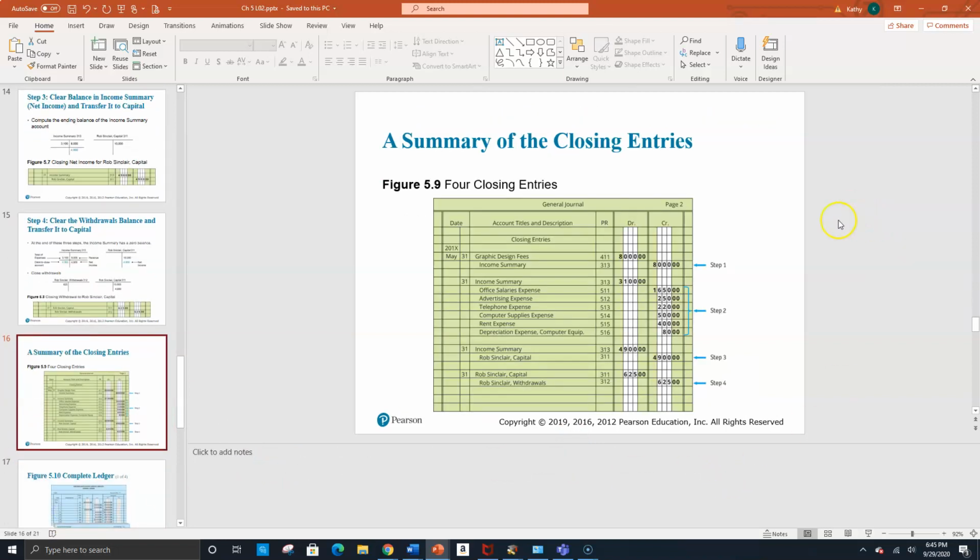So here is a summary of your entry. First step is to close revenue to income summary. Then close all the expenses to income summary. Then close income summary to the capital account. Then close the withdrawals to the capital account.